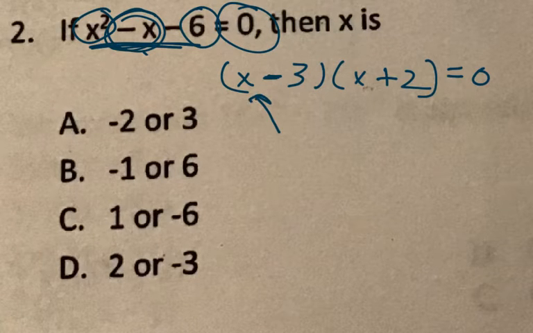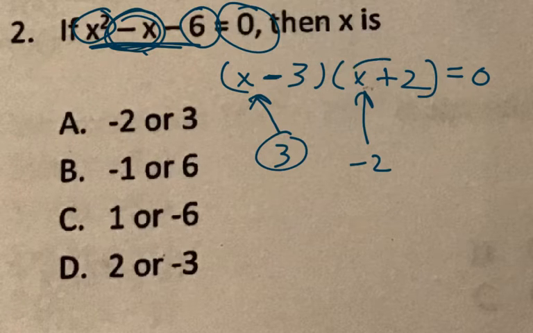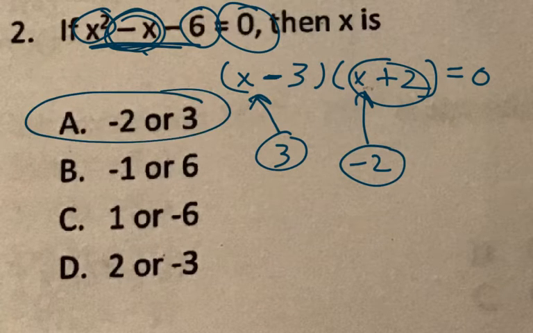So solving that for 0, we know x minus 3 is 0, and x plus 2 will make it a 0 there. We're using what we call the zero property. And that's why the answer is actually A. Pause the video again if you need to.